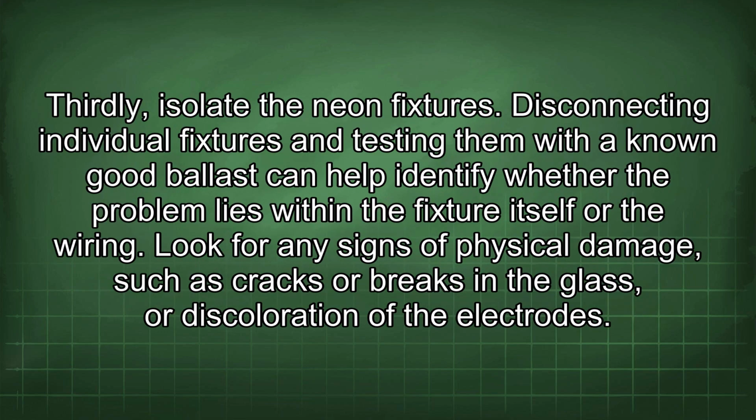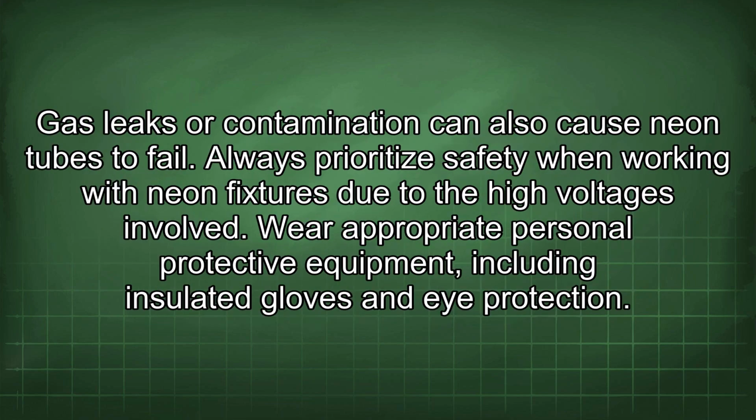Thirdly, isolate the neon fixtures. Disconnecting individual fixtures and testing them with a known good ballast can help identify whether the problem lies within the fixture itself or the wiring. Look for any signs of physical damage, such as cracks or breaks in the glass, or discoloration of the electrodes. Gas leaks or contamination can also cause neon tubes to fail.